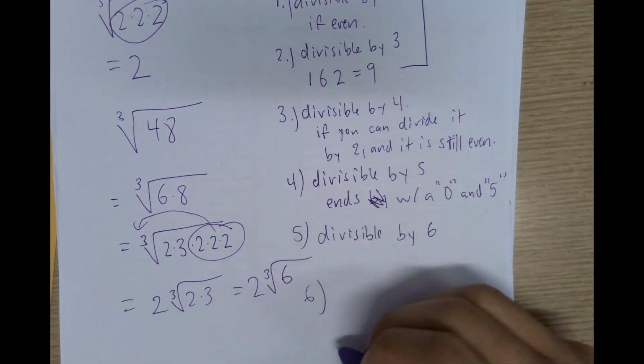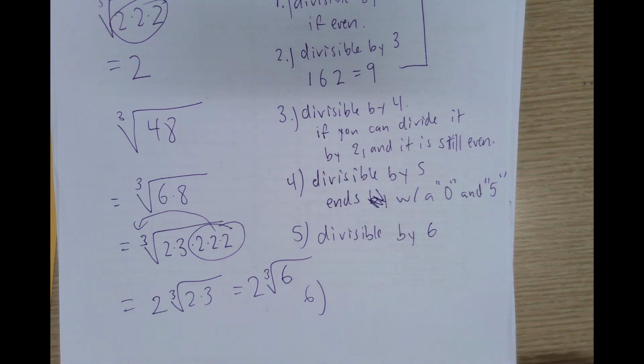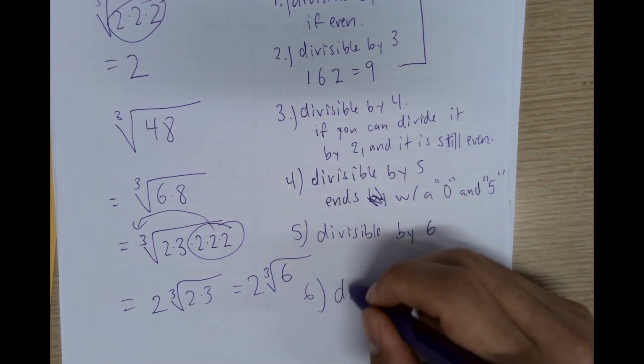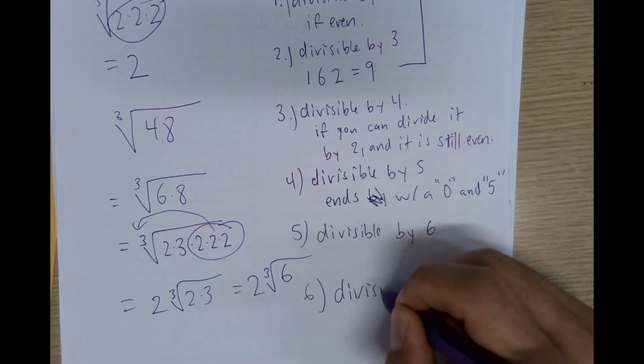Okay, we're going to skip 7, 8, and 9 because we don't care about those. And for 10, if it ends in a 0, it is divisible by 10. Yes. Interesting.